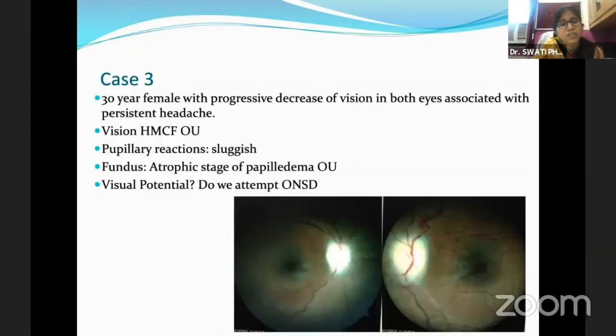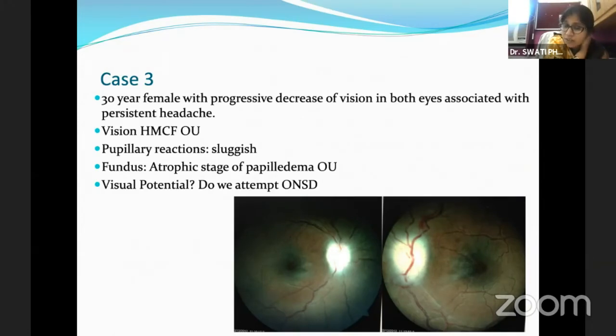So the next case was a 30-year-old female who had progressive loss of vision. She had very poor vision in both eyes, with both pupils not reacting at all to light, and the fundus was suggestive of atrophic papilledema. She was eventually diagnosed as a case of IIH.